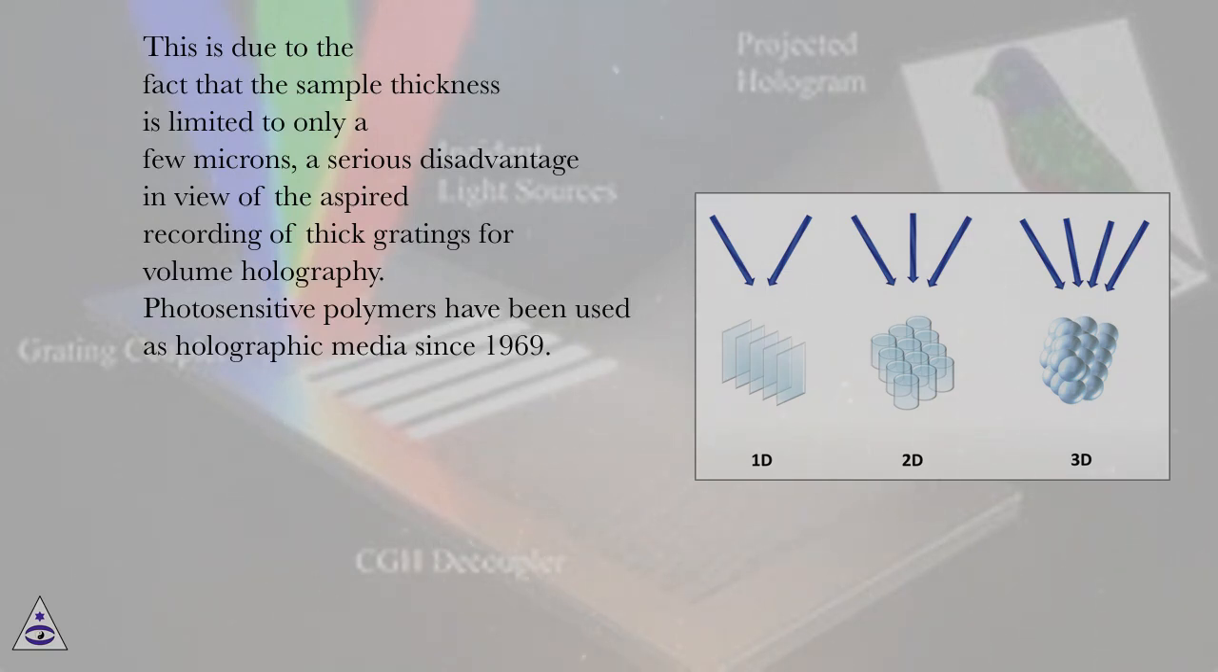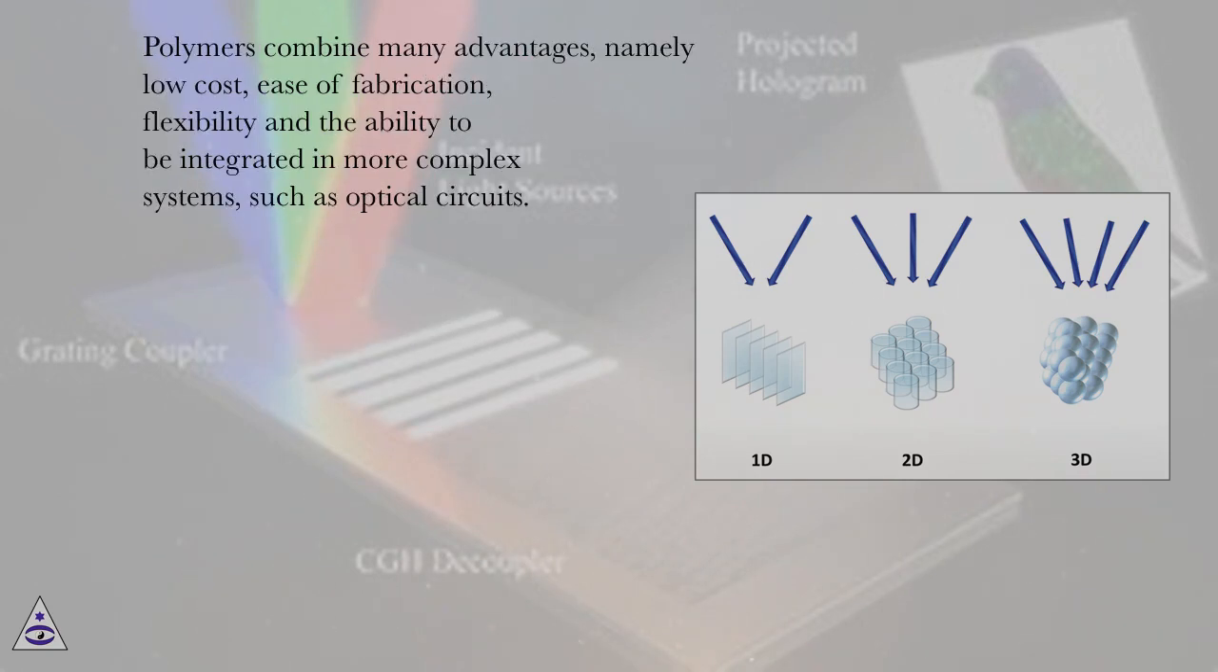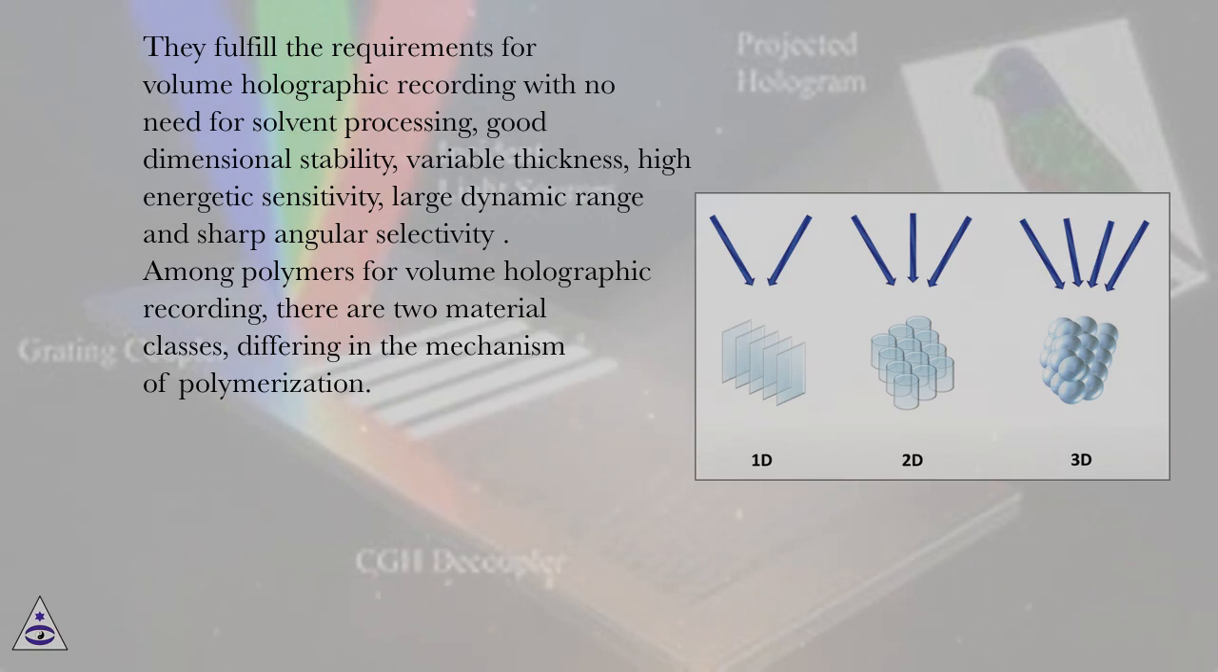Photosensitive polymers have been used as holographic media since 1969. Polymers combine many advantages, namely low cost, ease of fabrication, flexibility and the ability to be integrated in more complex systems, such as optical circuits. They fulfill the requirements for volume holographic recording with no need for solvent processing, good dimensional stability, variable thickness, high energetic sensitivity, large dynamic range and sharp angular selectivity.